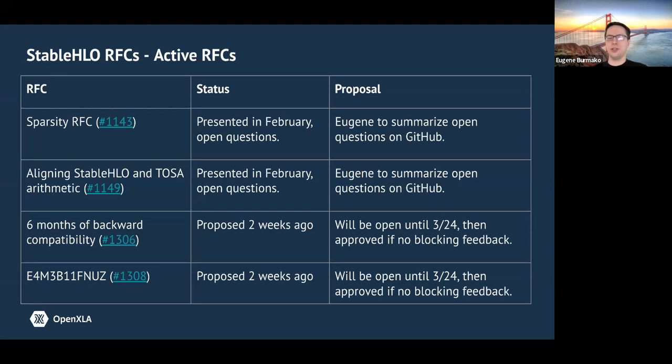Now, the last two RFCs on the table, backward compatibility and the recent FP8 RFC, seem to be easier to evaluate because they both piggyback on already approved proposals. Those RFCs were both sent for review about 2 weeks ago. I propose we keep them open for one more week until Friday, March 24th, and then approve if there's no blocking feedback.